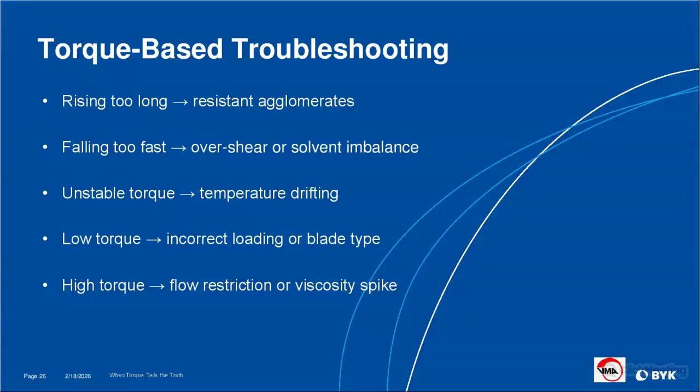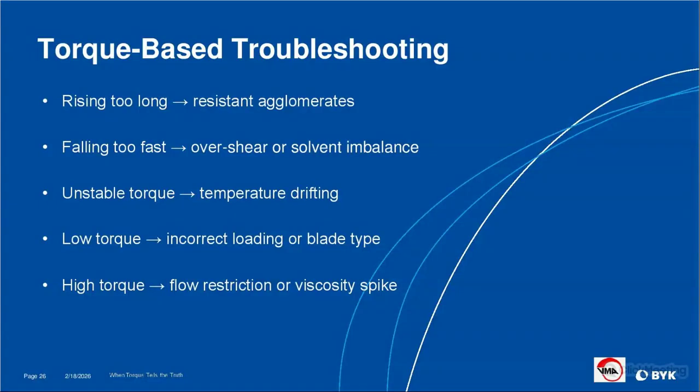So, torque-based troubleshooting. Rising too long, right? The torque continues to go up. We're getting resistant agglomerates and pre-dispersed long enough before we got to the deagglomeration phase of the process. You want to make sure you give each of your segments proper time to get the material in the state that it's ready to move forward. So if you stay high in that torque range for too long, you're getting more resistance than you probably want.